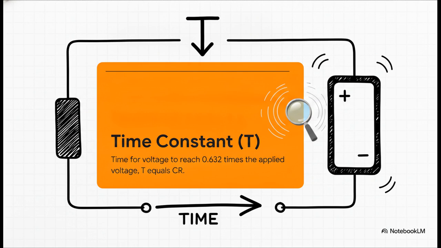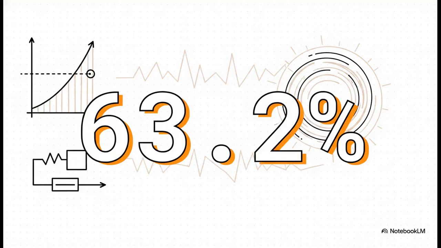That's the circuit's total resistance in ohms, multiplied by the capacitor's capacitance in farads, which spits out a value in seconds. This single, simple number sets the whole pace for the voltage change. So obviously, a larger resistor or a larger capacitor means a longer time constant, and therefore a much slower fill-up or drain-out time. But why do we even care about T?